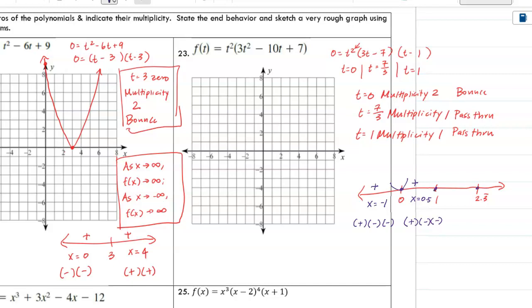Okay. And then x equals 2. X equals 2 is going to be positive 6, still a negative, but a positive. Okay. Pass through 1, so it has to come back up. And then x equals 4. It's going to be a positive, positive, and a positive.